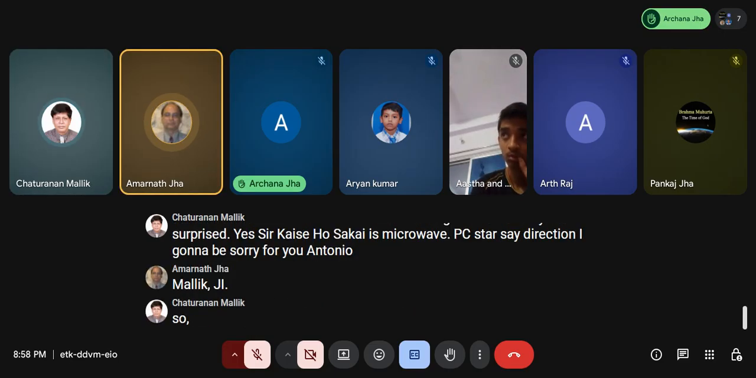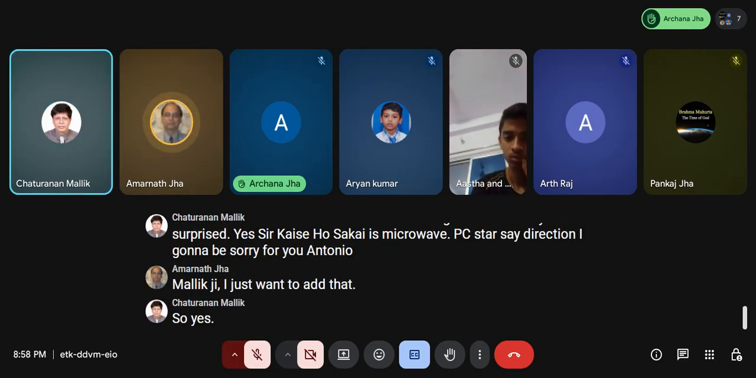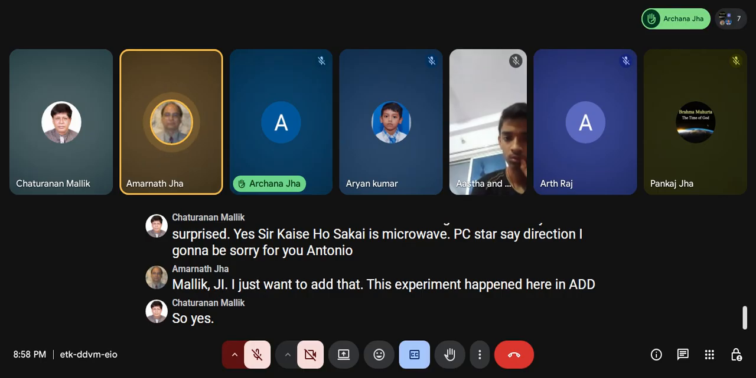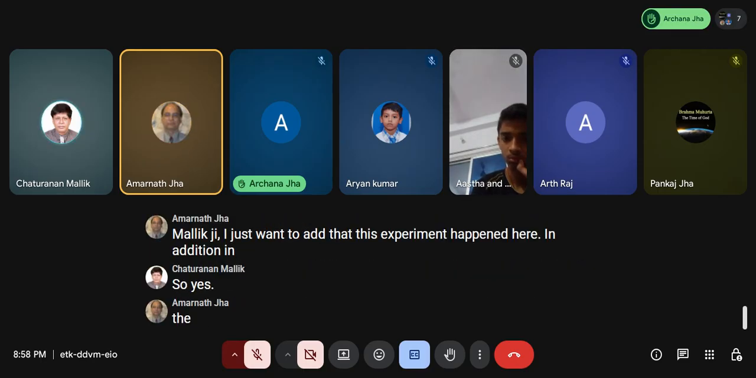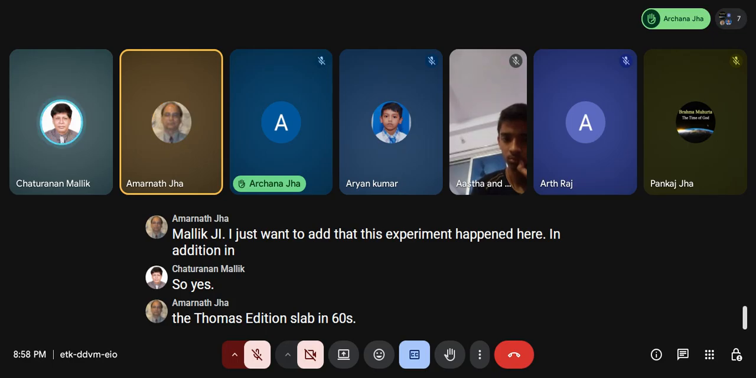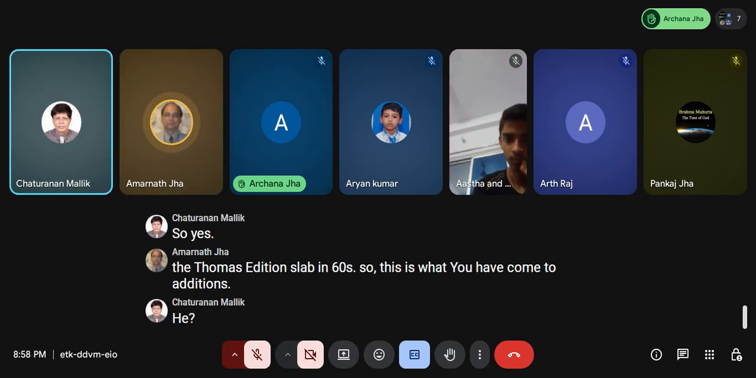I just want to add that this experiment happened here in Edison, in Thomas Edison's lab, in the 60s. So yeah, somewhere there.